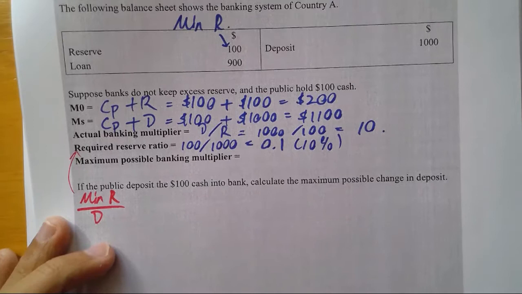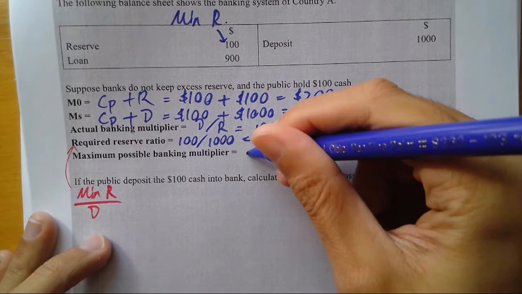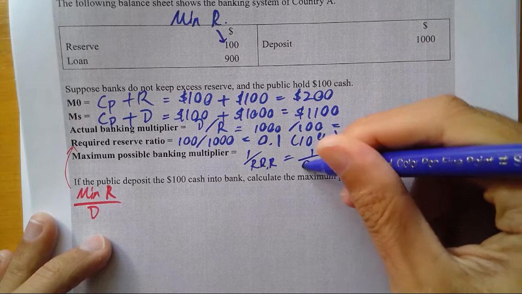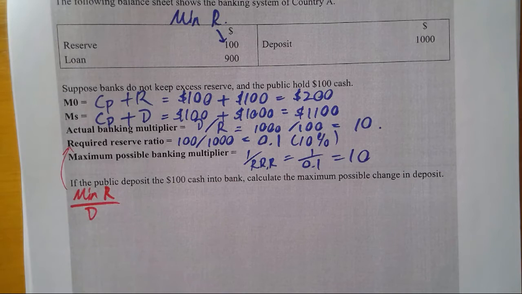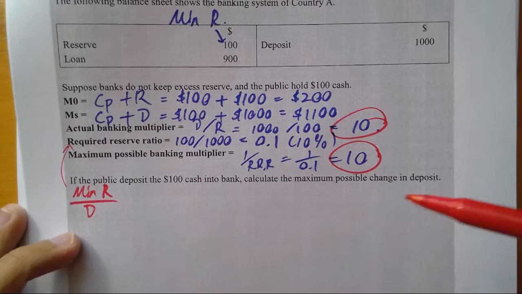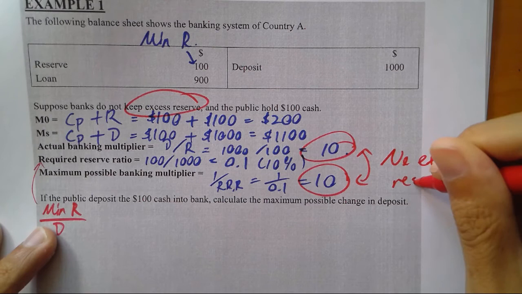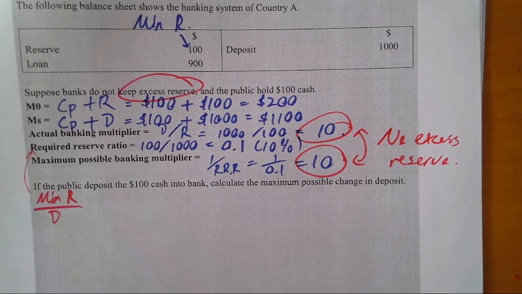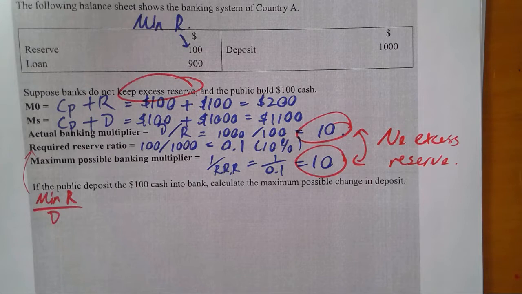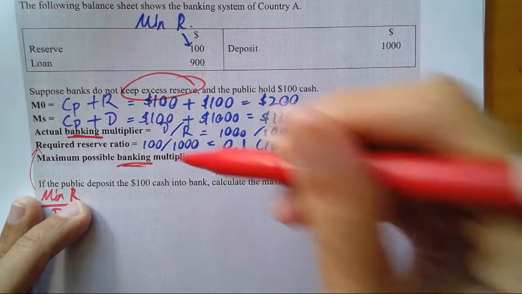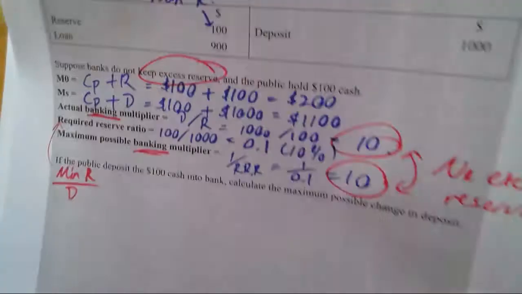Finally, maximum banking multiplier, remember, is 1 divided by RRR. In our case, 1 divided by 0.1 would be 10. Look here. This time, the actual banking multiplier and maximum possible banking multiplier are the same for one good reason, because we have no excess reserve. Think about it. The bank has the power to control whether they hold excess reserve or not. They use up all their power and are not holding any excess reserve. Therefore, the cycle can be done at maximum efficiency on the bank's part. We are talking about the banking multiplier, so we are concerned with banks. No excess reserve, therefore the same. Now, let's do the next one.